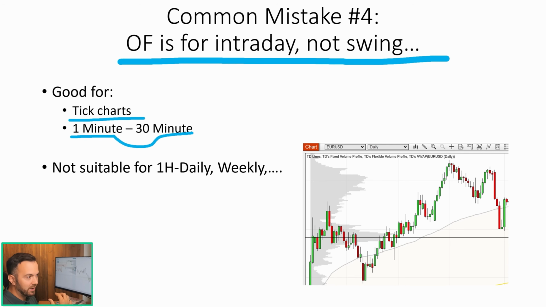If you want to use higher time frames, like let's say hourly, 4-hour, daily time frames, then order flow is not a tool for that. The tool for that is something which shows the bigger picture, right?